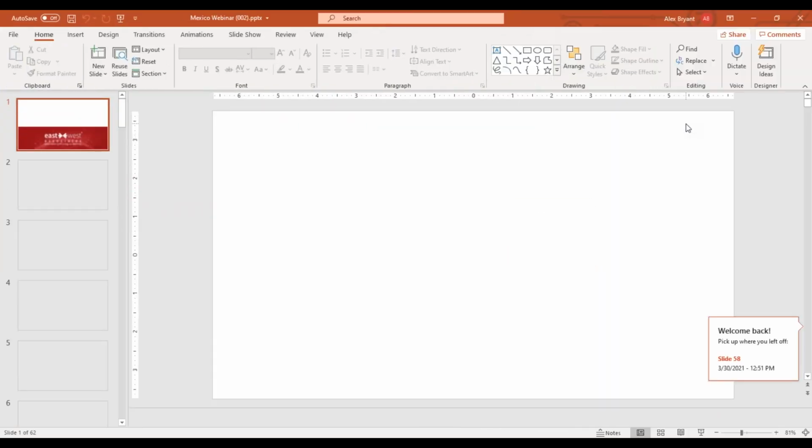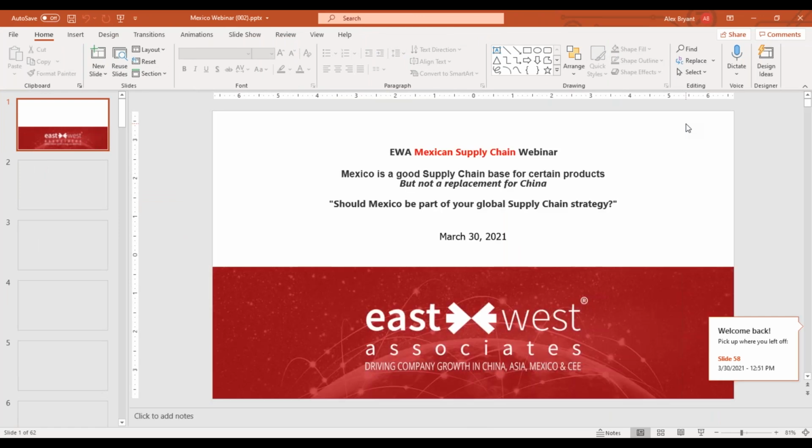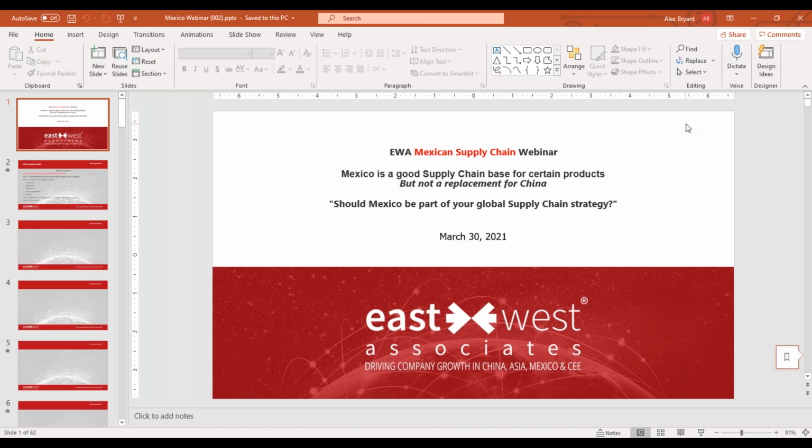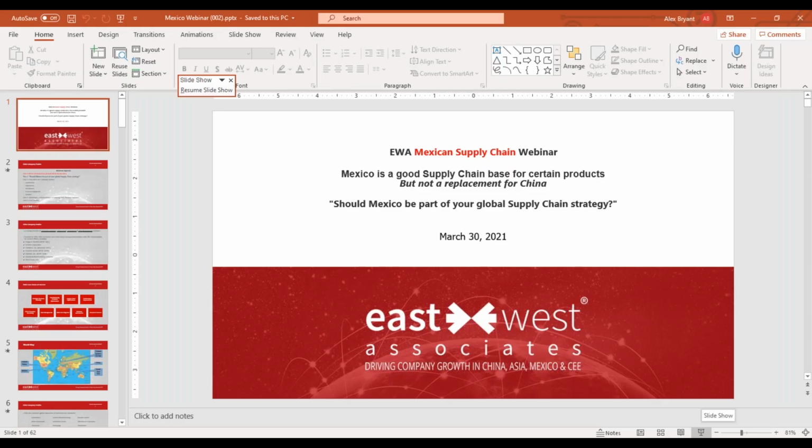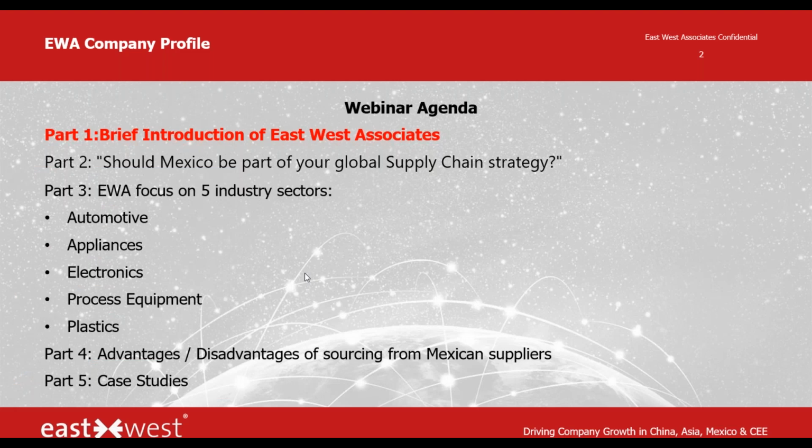The way we're going to break down this presentation is we're going to be looking at 5 specific industry sectors: automotive, appliances, electronics, plastics, and process equipment. In this presentation, we'll cover those 5 topics. We're then going to look at specific case studies, 5 case studies to move forward on each one of these.